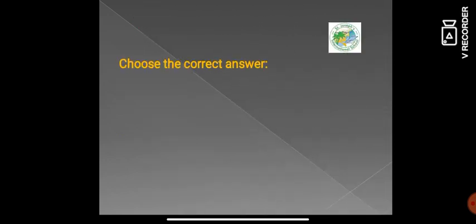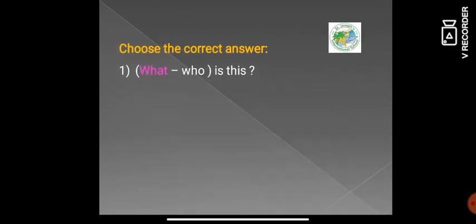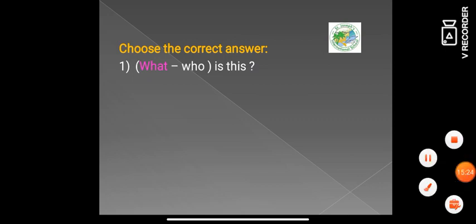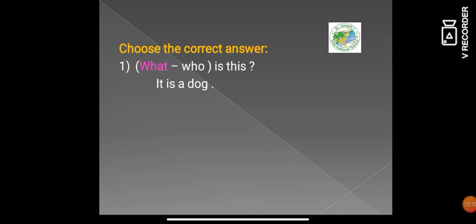Let's take some exercise. Choose the correct answer. In number 1, who or what is this? It's a dog. Okay, focus and give me your attention. It's a dog. Is a dog a person? No. Is it something? Yes. Why? Because it's an animal. It doesn't have a mind.